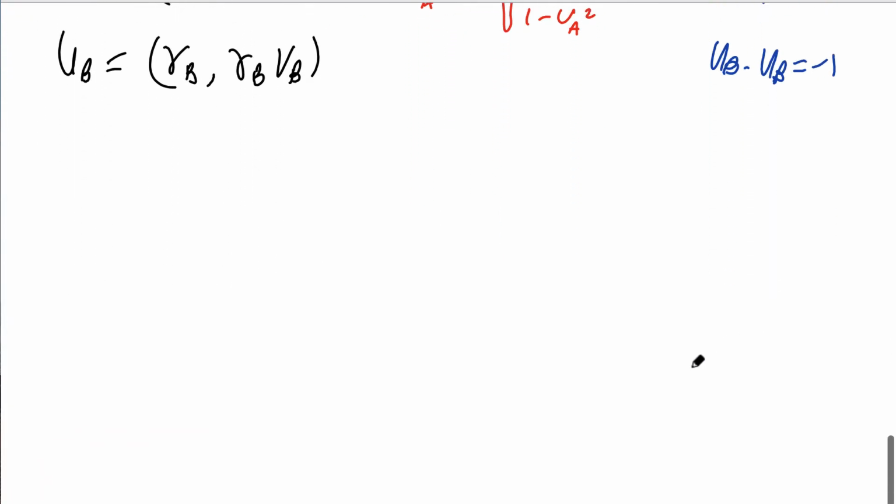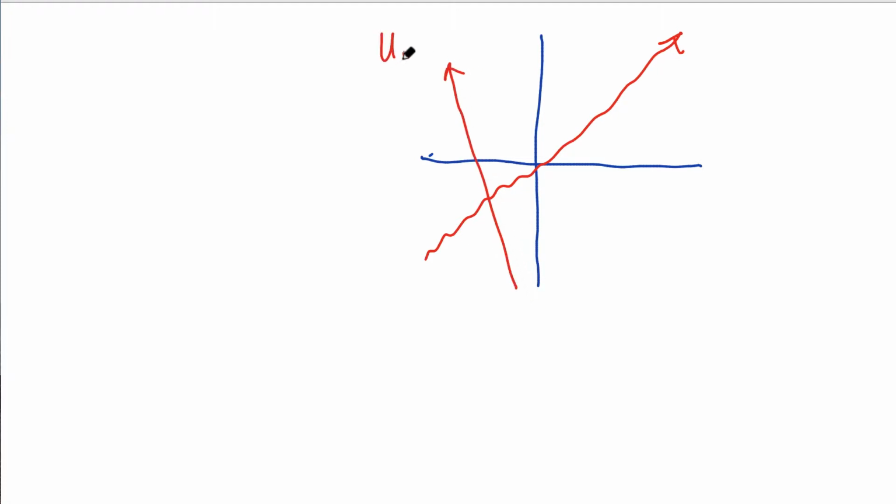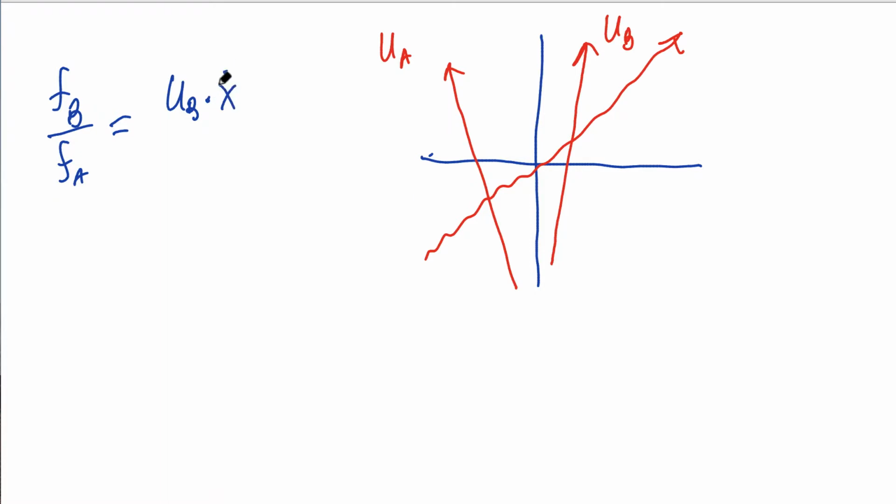Let me redraw the picture. Here's the Minkowski diagram with the photon and our observers. Here's the observer A with four-velocity UA. Here's our observer B with four-velocity UB. And now the frequency as measured by B is related to the frequency as measured by A. Let me write it as a ratio. This is equal to UB dot x dot divided by UA dot x dot.